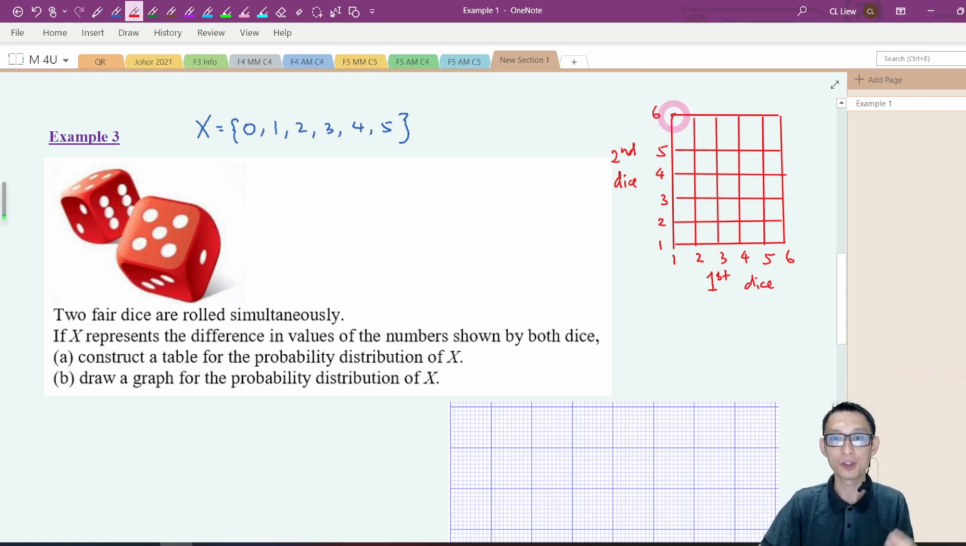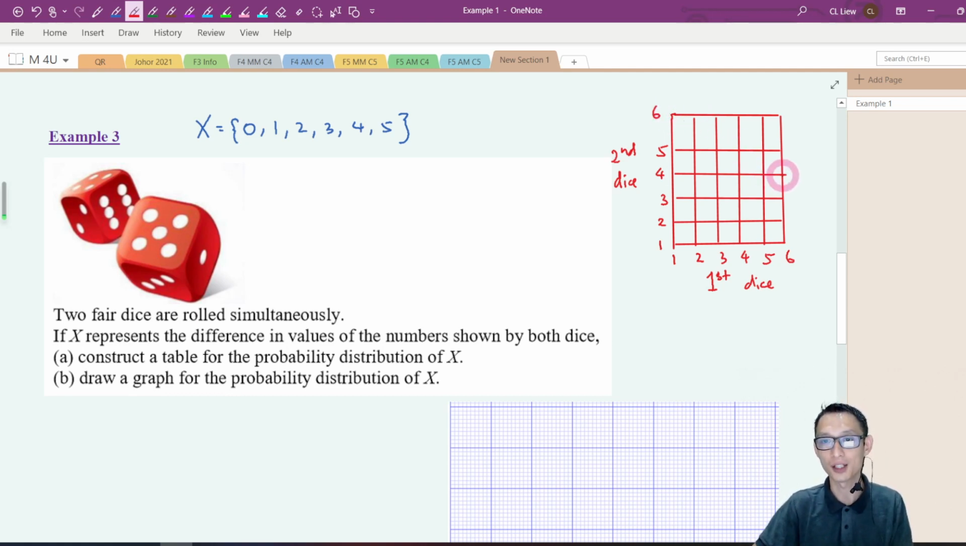So for example, this is 1 6. This means that for the first die we get 1 and for the second die we get 6. This is 1 5. It means that the first die is 1, the second die is 5. You will notice that the difference between them can only be 0 until 5, right? For the pair 1 6, the difference is 5, 6 minus 1, which is equal to 5.